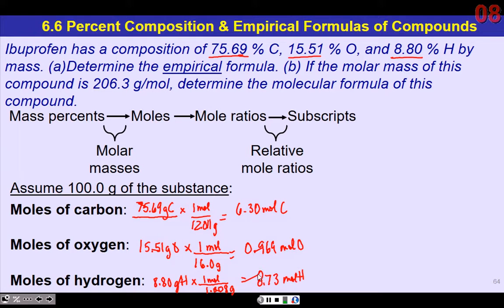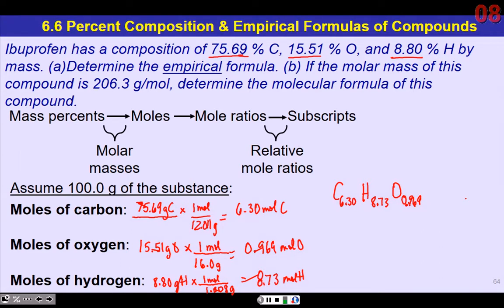Well, that comes out to be a very funny looking set of values, doesn't it? But we're looking for the empirical formula. So in the crudest sense, we have carbon at 6.3, hydrogen at 8.73, nasty looking, weird values, huh? And oxygen at 0.969. Now clearly this is not going to work because we want integers, or the smallest whole number ratios, for an empirical formula.